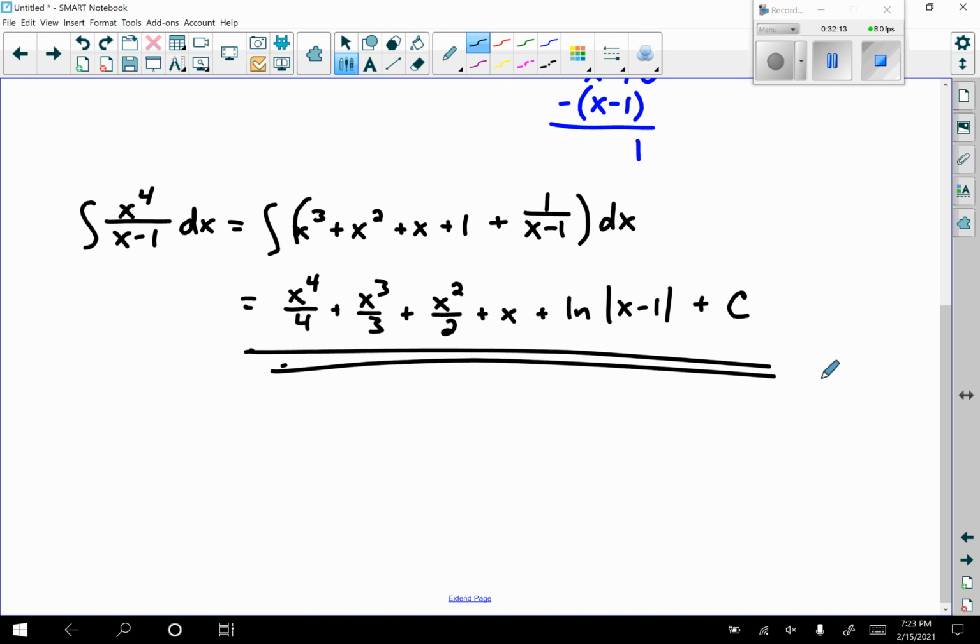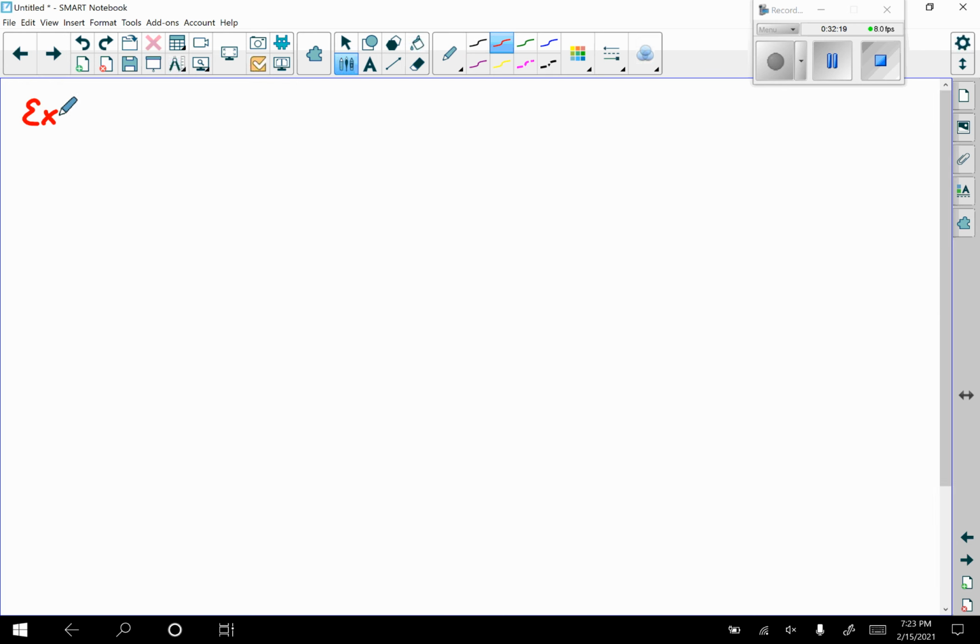Okay, let's try our second example. This will wrap up the first section here. All right, let's go ahead and evaluate the integral of 26x plus 4 over, now this is already factored for us, 5x plus 1 times the quantity x minus 1 dx.